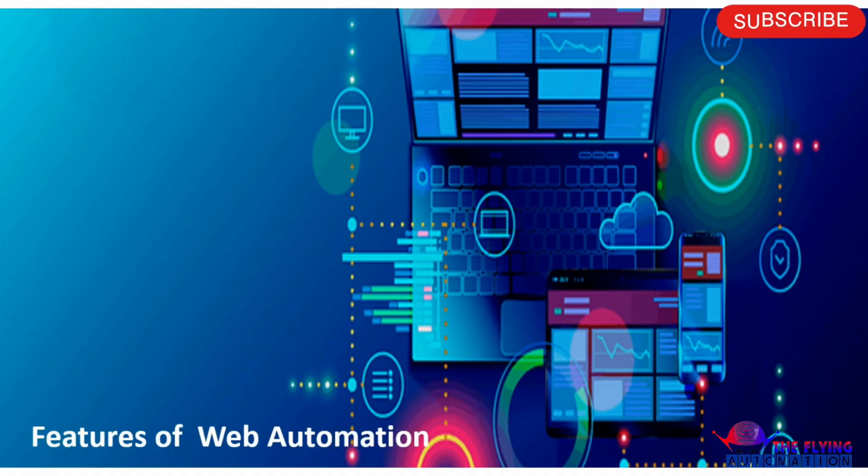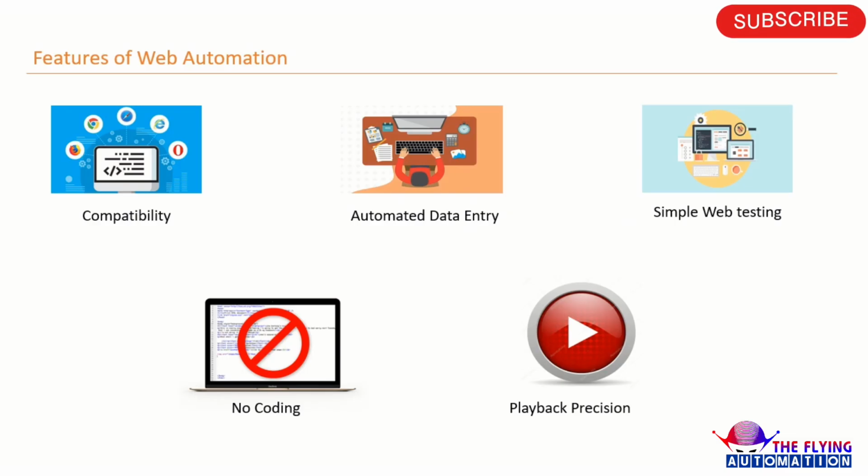Now we'll see features of web automation. Compatibility. UiPath is compatible with all webs. It is compatible with HTML, Ajax, Java, Silverlight, and PDF. Data entry. Data entry from Excel, a spreadsheet, to website can be automated with UiPath. Web testing. It provides simple web testing without any programming knowledge. UiPath helps in designing a valid test.